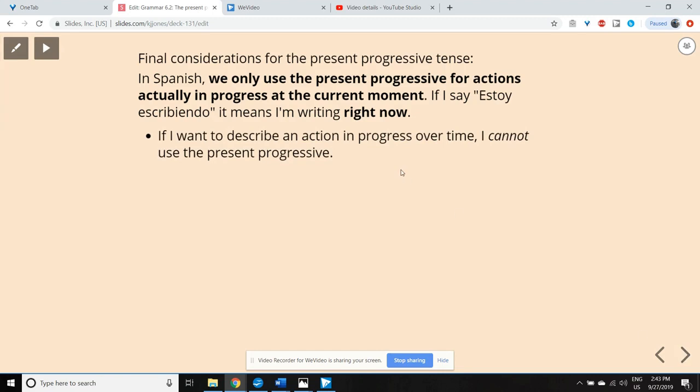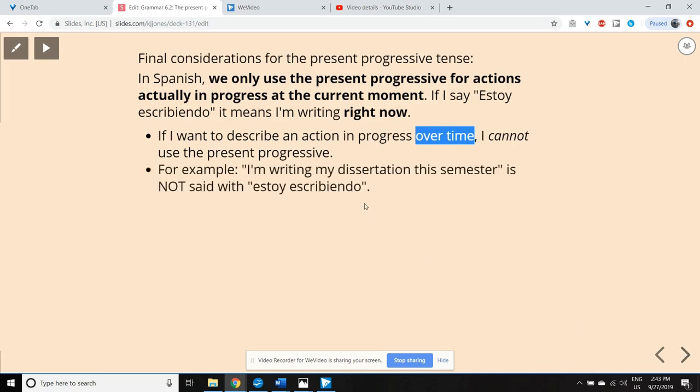If I want to describe an action in progress over time, I cannot use the present progressive, even though it's going to sound like that when you are thinking in English. So an example of that, if I wanted to say I am writing, here's the am and the writing, it sounds like the present progressive, right? But let's read the rest of the sentence. I'm writing my dissertation this semester.